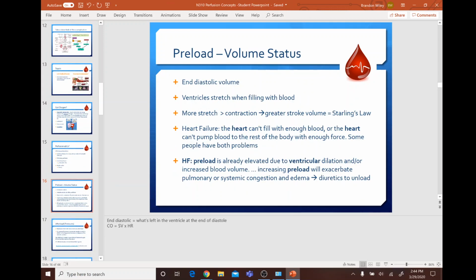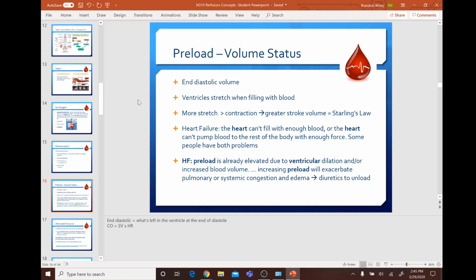So preload, we know preload. What would you say preload is? Is that the pressure or volume? Preload is volume. It's end-diastolic volume. Okay, so with heart failure, the heart can't fill with enough blood, or the heart can't pump to the rest of the body with enough force. With heart failure, preload is already elevated due to ventricular dilation and increased blood volume.